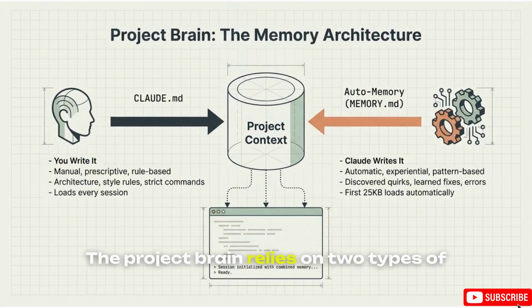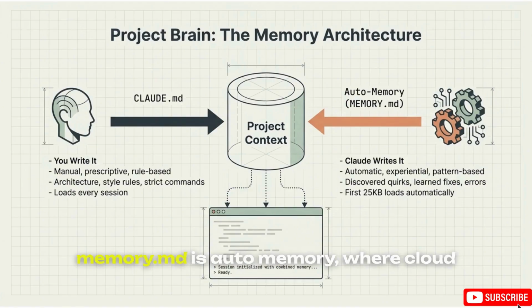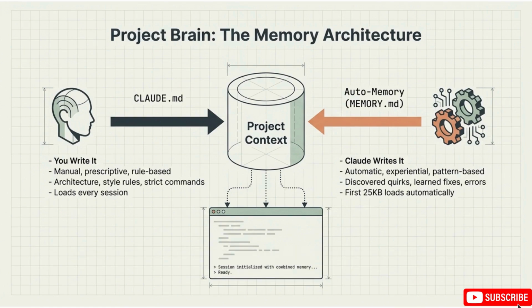The project brain relies on 2 types of memory. Claude.md is manual, where you write prescriptive rules. Memory.md is auto memory, where Claude writes experiential, pattern-based notes, learning fixes and quirks, loading automatically for every session.